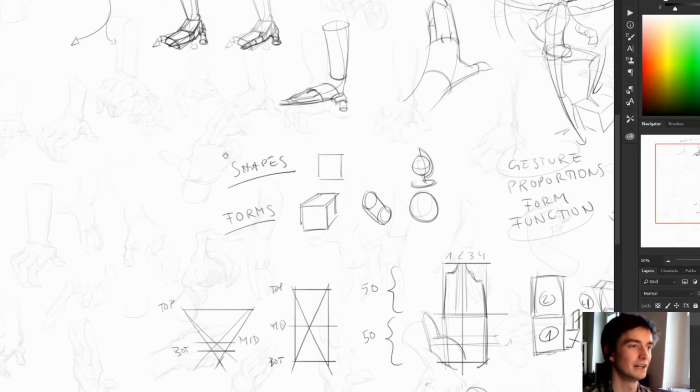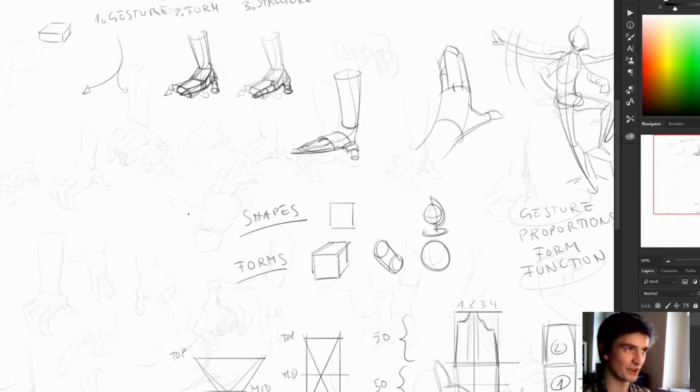Yeah. All right. So we've talked about gesture and form, and we've touched a little bit upon structure. Are there any questions when it comes to gesture? Because I would hate going back to that.